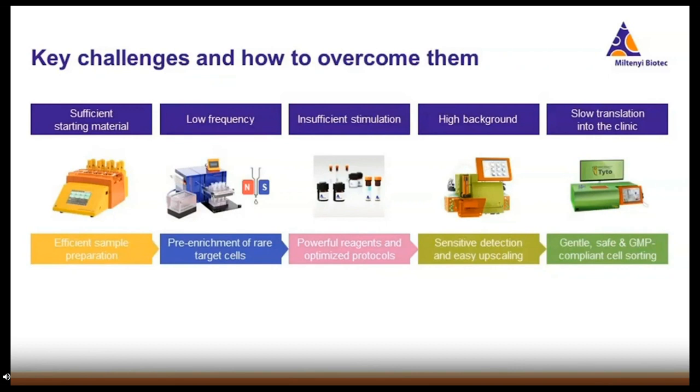And this is mostly just because the cells are just so rare. And here, reagents for specific labeling and also really sensitive detection methods can help to lower the background. And finally, there's often a rather slow translation of these findings into the clinic. And here, Miltenyi offers a large portfolio for translational research that could also help you to speed up this process.